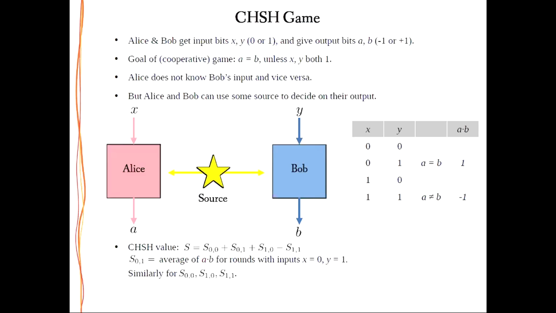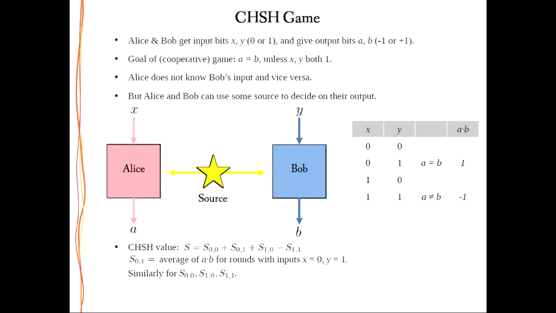For instance, the S01 term, what is it? It is the average of A times B for all the rounds where they get inputs 0, 1. Right? So you do this a large number of rounds, and for all the rounds where the input is 0, 1, you check what Alice and Bob gave as output, and you multiply it together, A times B. And then the average of that is S01. So let's see, X0, Y1, that's this case. So you want A and B to be equal. So A times B should be 1.